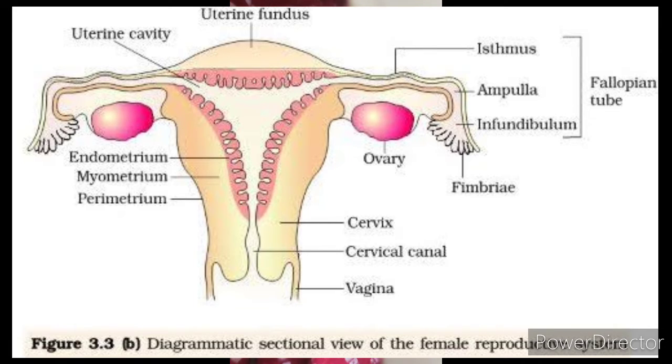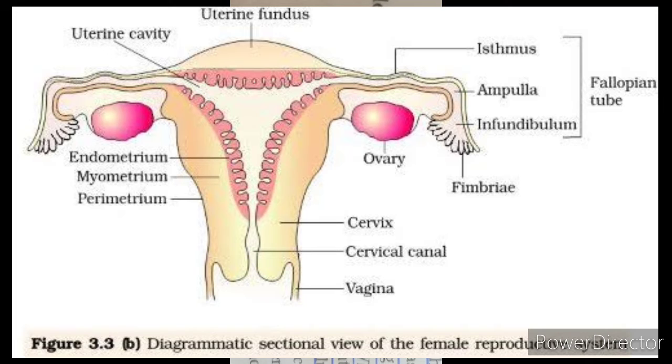The part which is closer to the ovary, having a finger-like projection and funnel shaped, is called the infundibulum. The edges of the infundibulum possess finger-like projections called fimbriae, which help in the collection of the ovum after ovulation from the ovary. You can see in the diagram on both sides there are finger-like projections, the fimbriae, and they help in grabbing the ovum after ovulation into the tube. The infundibulum leads into a wider part of the oviduct, called the ampulla, and the last part of the oviduct is the isthmus, which has a narrow lumen and joins the uterus.